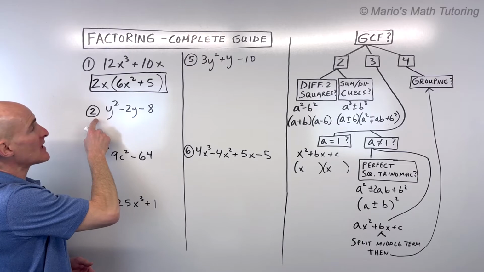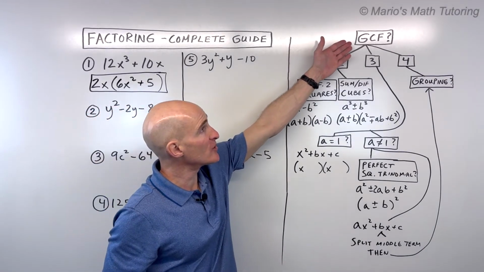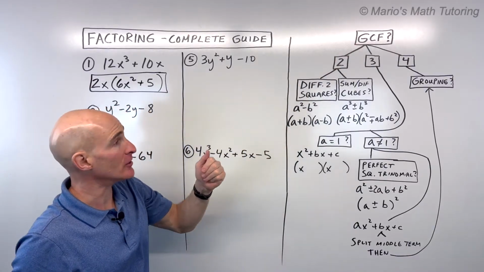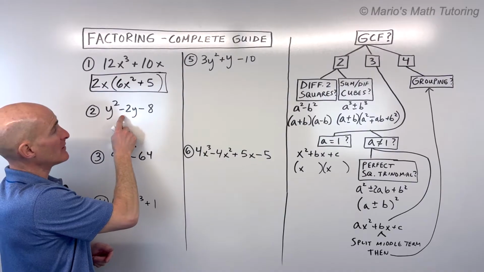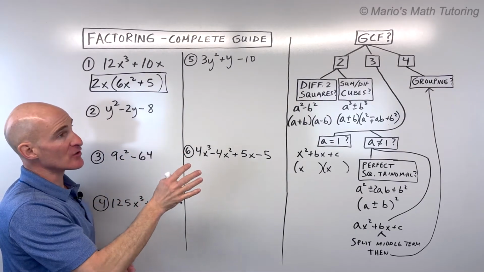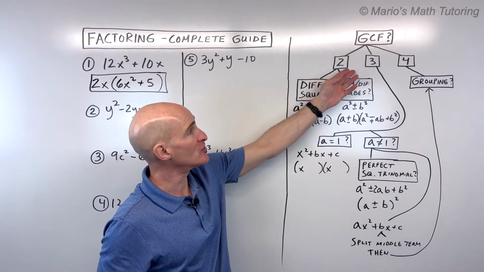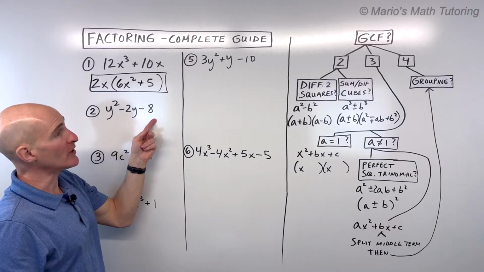Okay, let's take a look at example number 2 now. For example number 2, we go back to our decision tree. We say, is there a greatest common factor? Meaning, is there something I can divide out of each of these terms that are separated by plus or minus? Well, there's really nothing that's in common. So then I say, how many terms are there? Are there 2, 3, or 4? Well, there's 3 terms: 1, 2, 3.